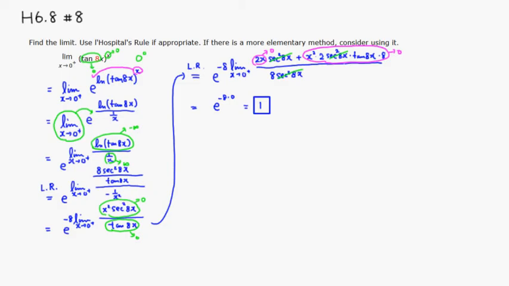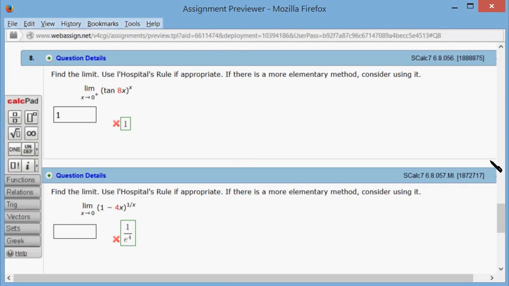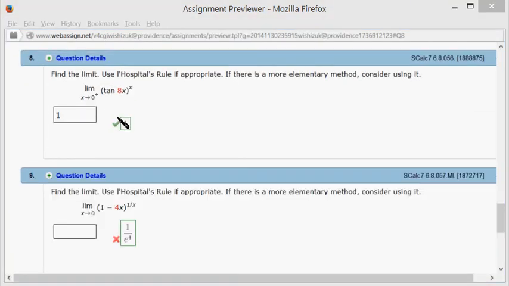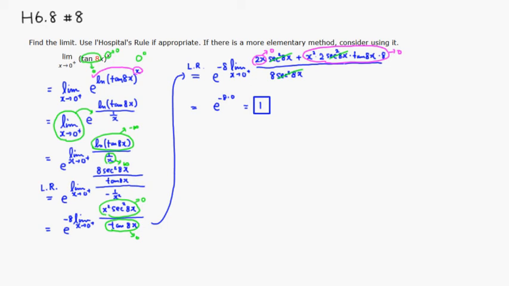So let's type it in, and submit for testing. It came back and it looks like we got this one correctly. All right, that's it. I hope that this was clear.